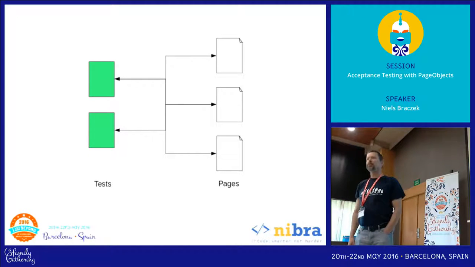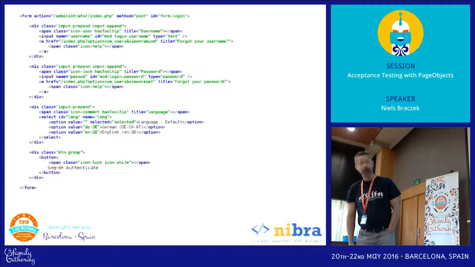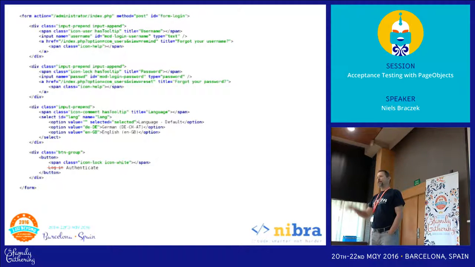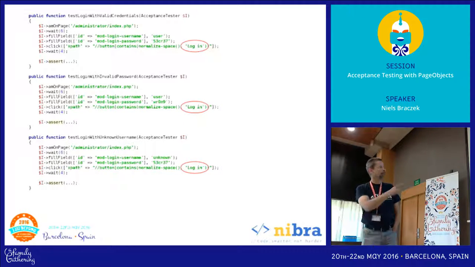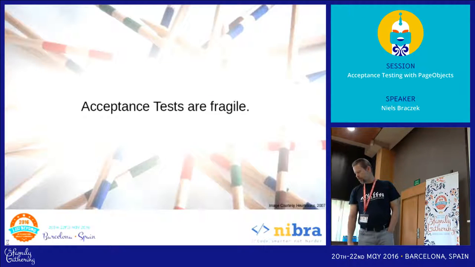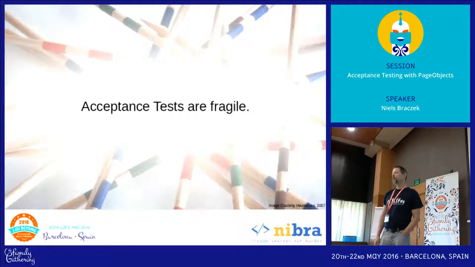So now, George changes the wording of the button. Instead of log in, he calls it authenticate. So what happens? This one change makes all our tests red. They don't work anymore. Why don't they work anymore? We have hard-coded the login. No? And that's, of course, a problem. That leads to that acceptance tests are fragile. Whenever you do anything on your side, your tests break.